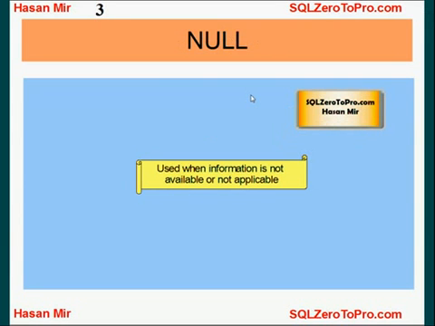So when is a null value used? Null is used when information is not available or is not applicable. If information is not available, then we don't simply enter 0 or NA or something like that, as we usually do in bookkeeping, right? But we enter a null value.